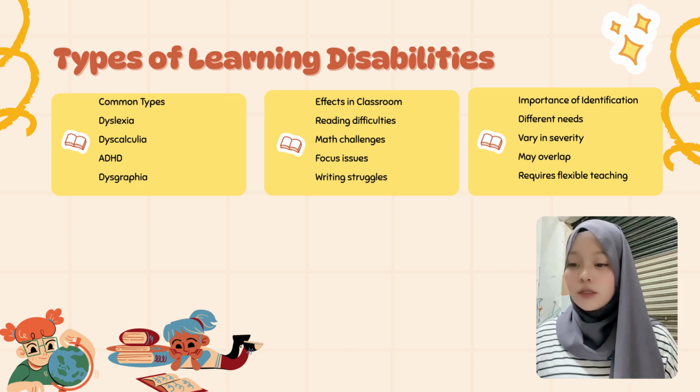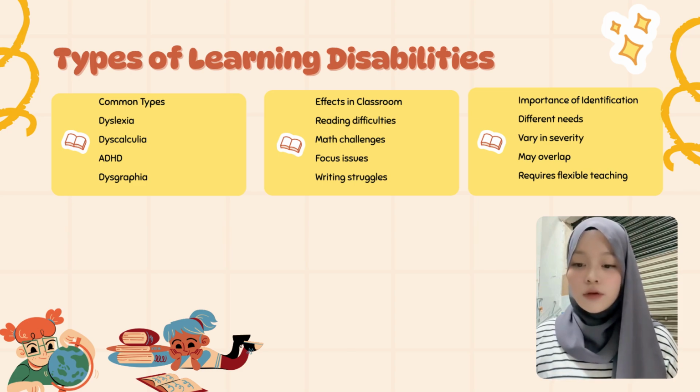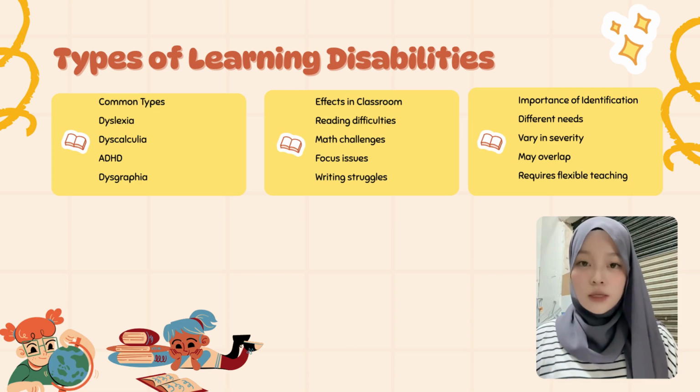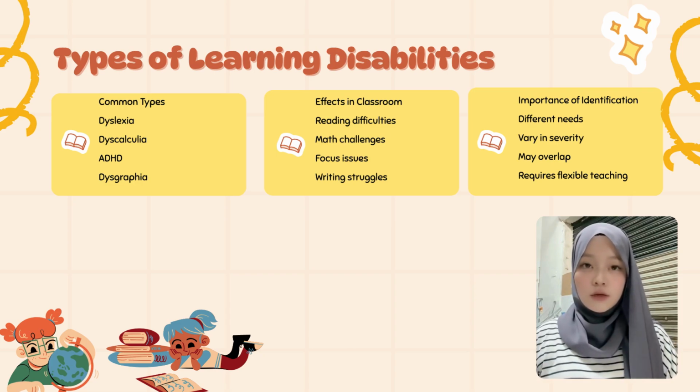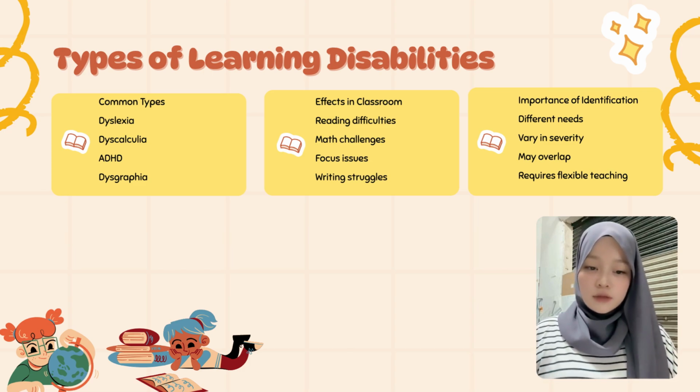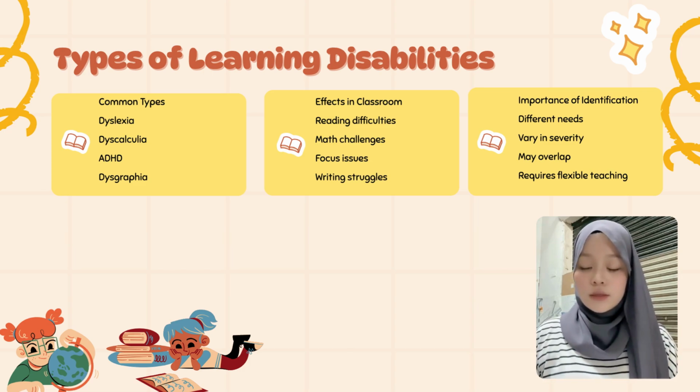Next, I will explain the different types of learning disabilities that are commonly found in the classroom. Understanding their types is important because each one affects students in a different way. The first is dyslexia. Dyslexia mainly affects reading and language processing.